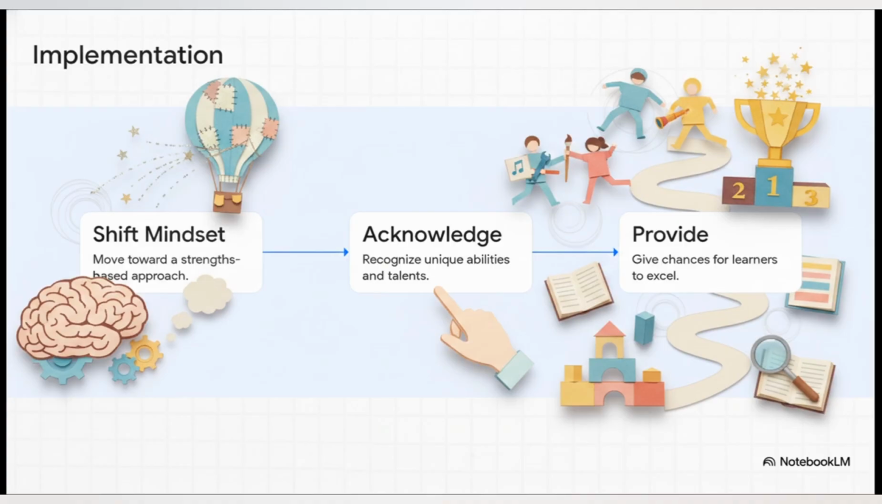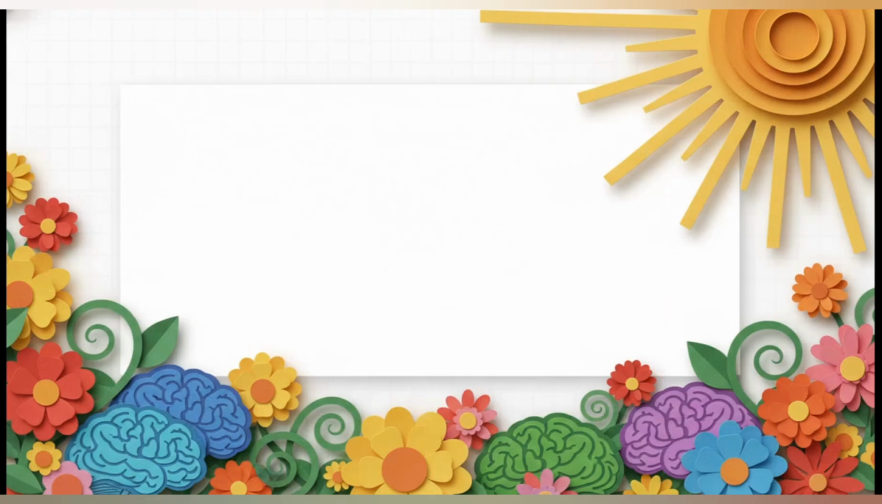Step 3, provide opportunities for learners to excel. We must give them real, daily chances to do the things they find interesting and to succeed at them. If a learner loves trains, we should use trains to teach them math, reading, and history. To summarize everything we learned today, the big takeaway is right here. Focus on strengths and give every learner the opportunity to shine.